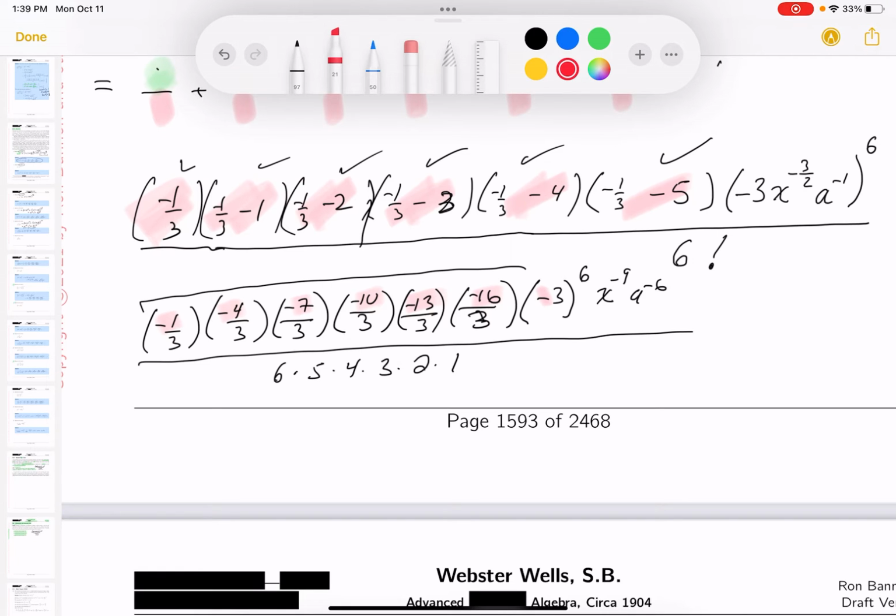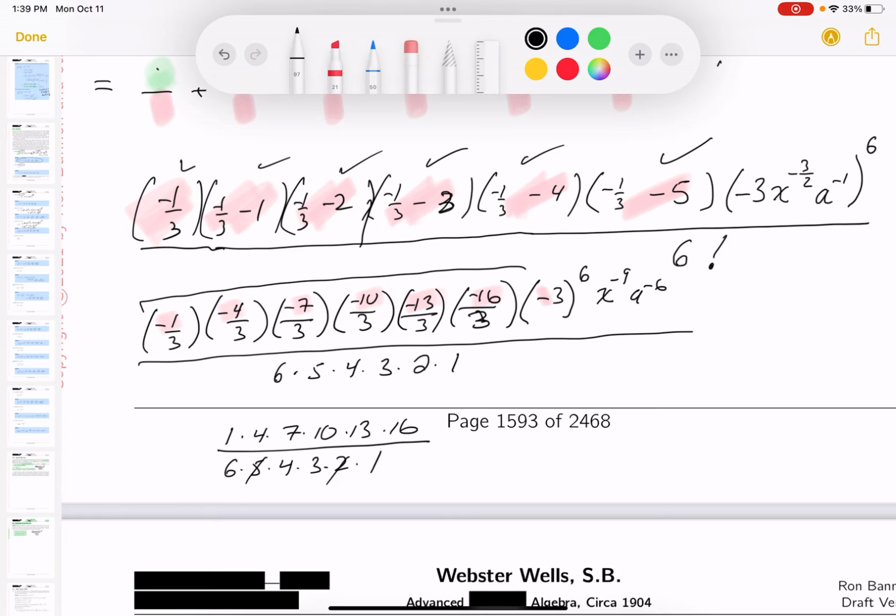What do I know about this, though? I'm looking at it, and I know all the 3's would disappear. There's 6 factors on top, 6 factors on the bottom. All the 3's disappear. So what am I left with? I'll write the number down for you. You're left with 1, 4, 7, 10, 13, 16. On the bottom, you get 6, 5, 4, 3, 2, 1. Chicken scratch. Let's take a look at it.